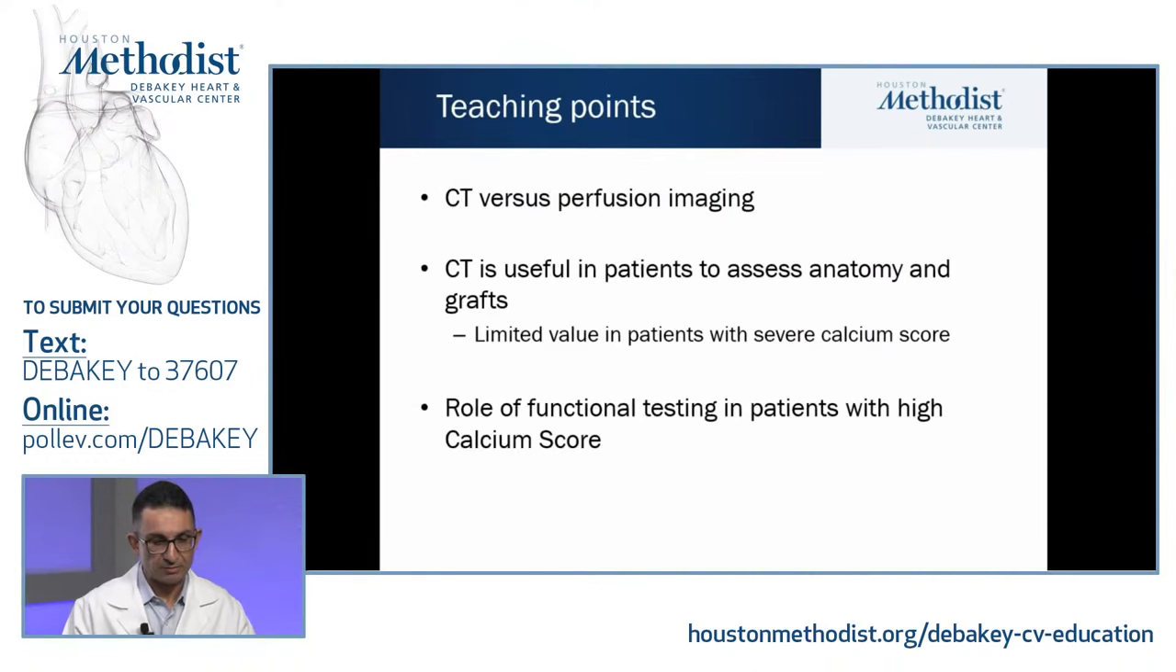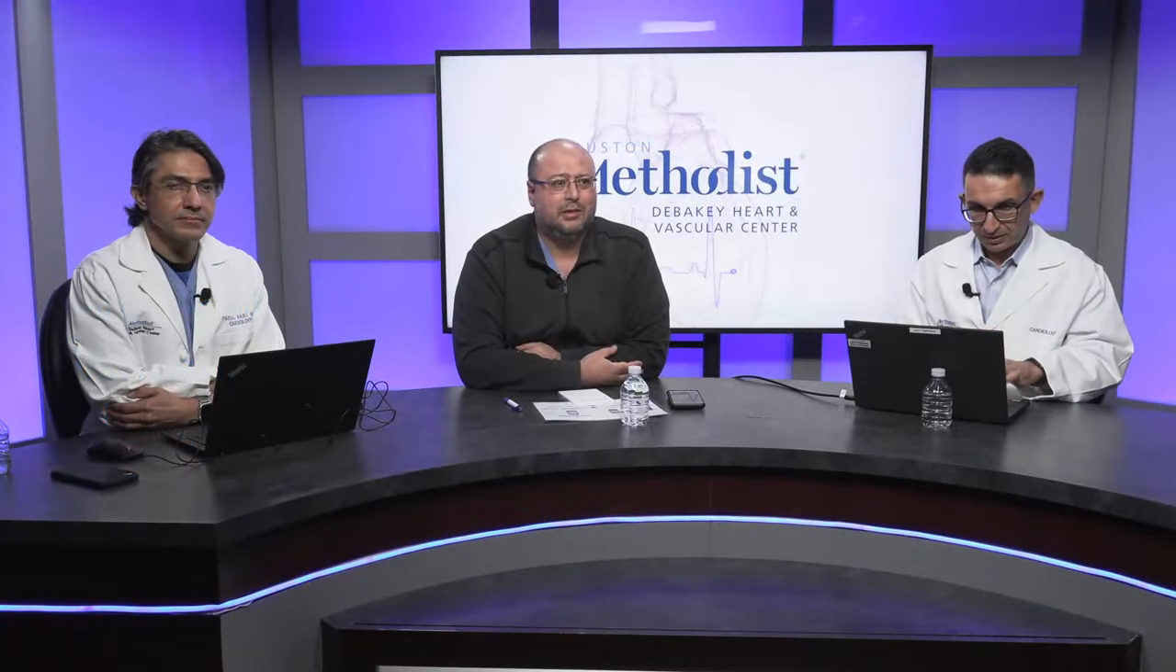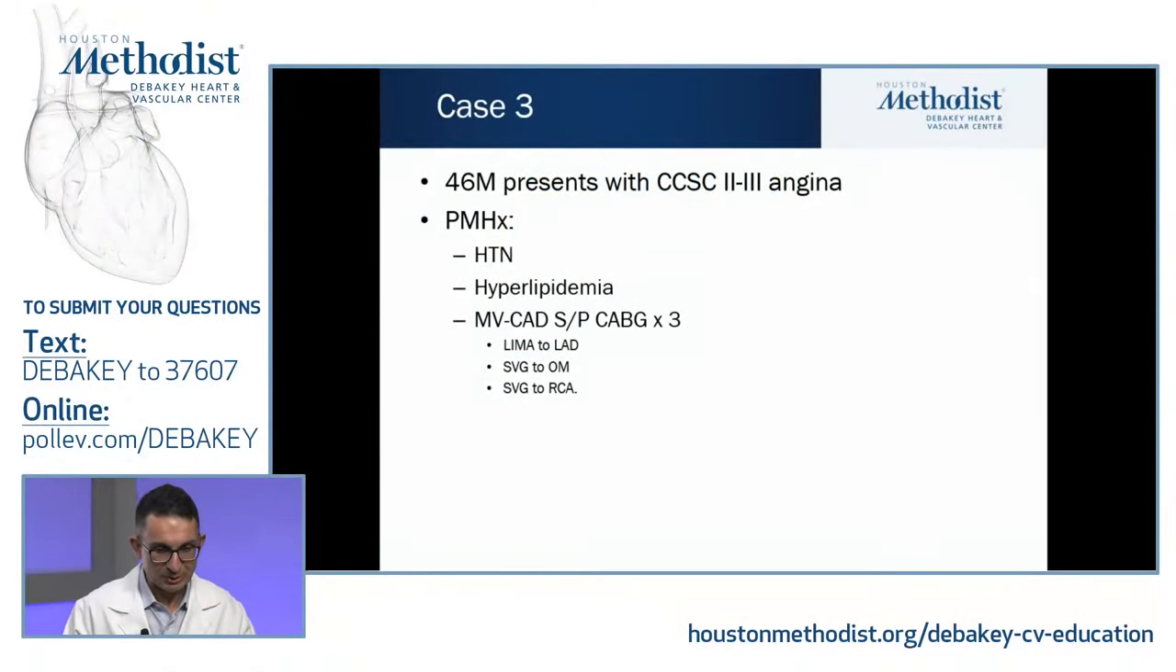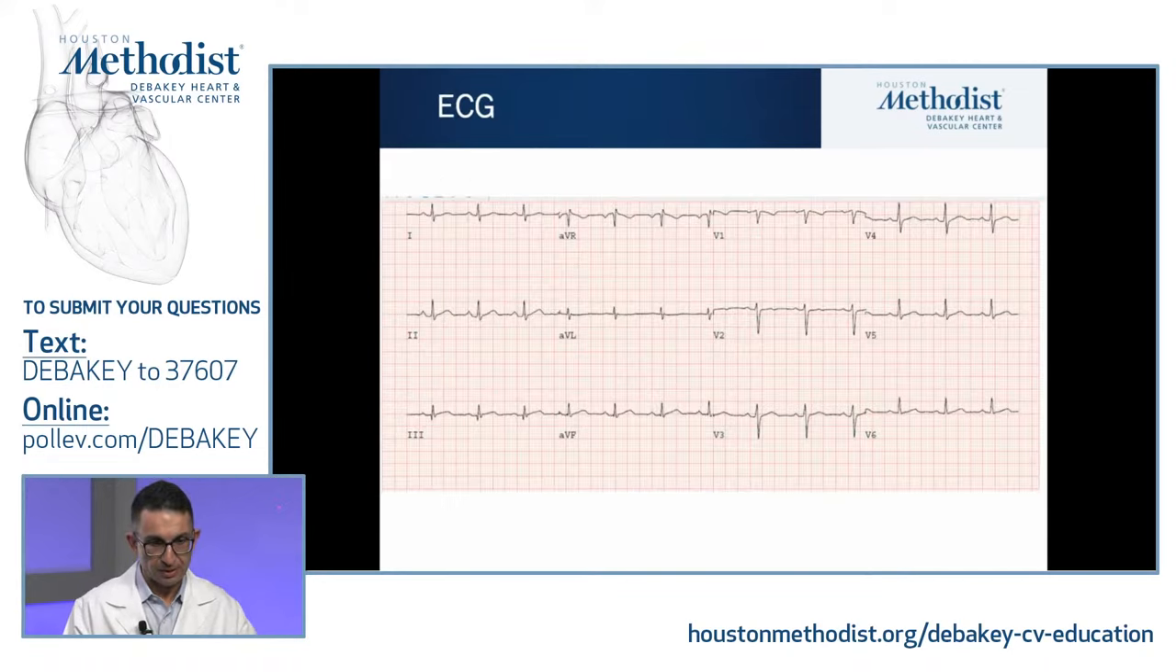As Dr. Al-Mallah mentioned. So can we quickly just move on to the last case so we can stay on time? Okay, so our last case, we're going to continue the spectrum, go to the next stage. So this is a 46-year-old male that presented with CCS class 2-3 angina. His past medical history was notable for hypertension, hyperlipidemia, and he had multivessel disease post-CABG with LIMA to LAD, vein to OM, and vein to RCA as documented.